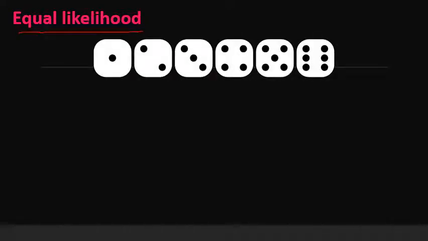Okay, now let's look at equal likelihood. This is where something has the same chance of happening. So, for example, rolling a die, we've got six different numbers we can get. Now we know that a die is a cube, and each side is the same size. And assuming you roll the die correctly, there's an equal chance that you'll either get a 2 or a 4 or a 5 or a 6 or a 1.